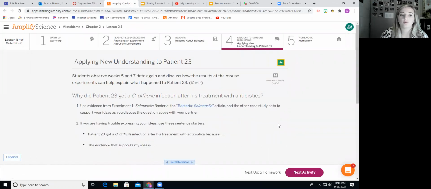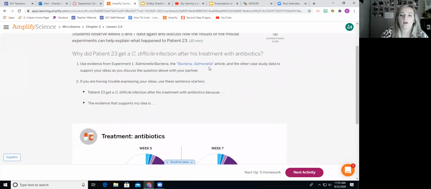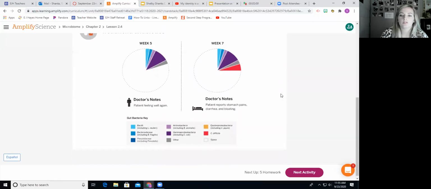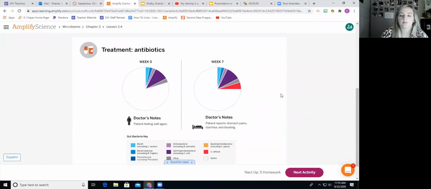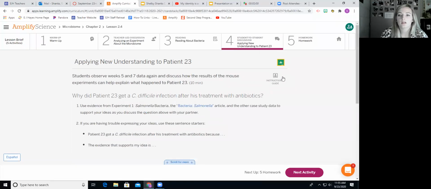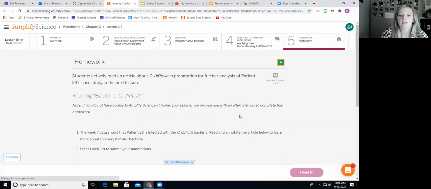Okay, so we use some evidence from the charts. We use some evidence, like Drew said, from the article. We can use pictures, right? So you guys do not have to hand anything in. We were kind of just talking about what happened from week 5 to week 7 and why that happened. So if you go on to the next activity, that next activity is going to be your homework.